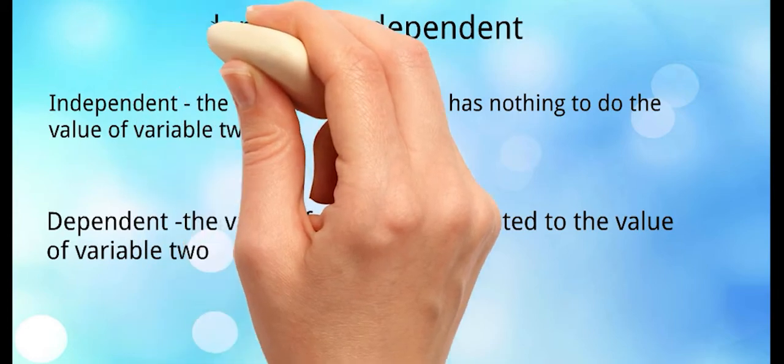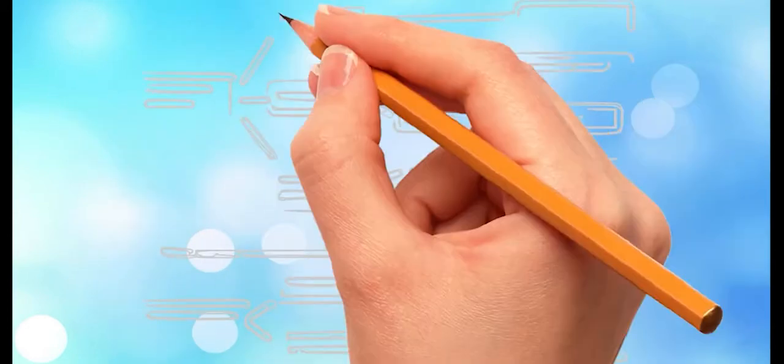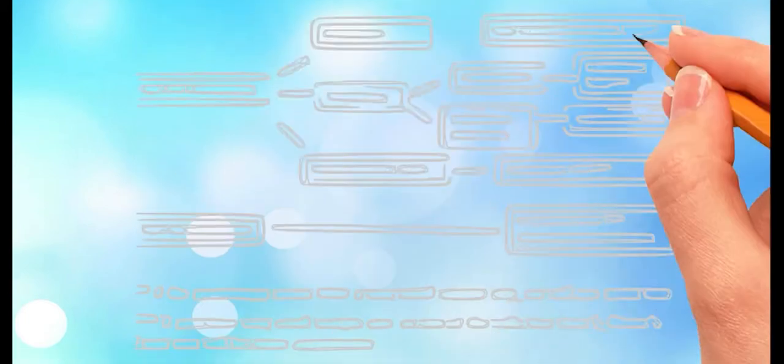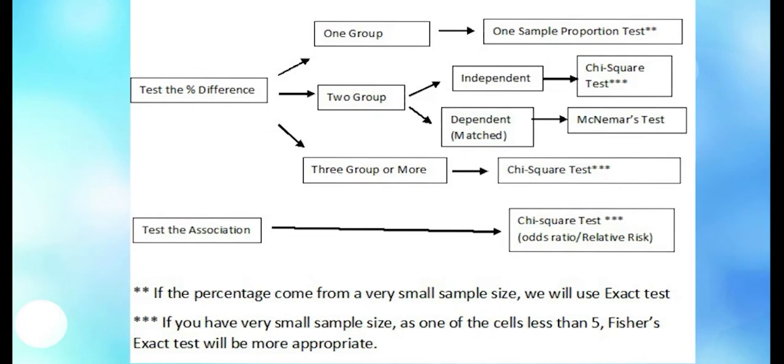We have talked about data type, dependent and independent. Let's look at our data and think about what kind of test you can choose based on the research purpose. I have created two charts for various data types and research purposes. You can pause here or keep the figures.